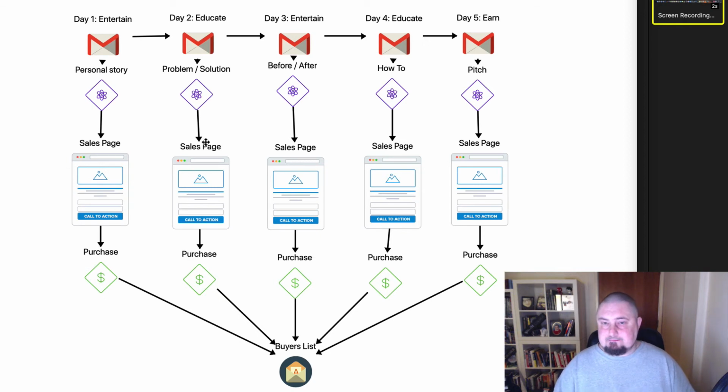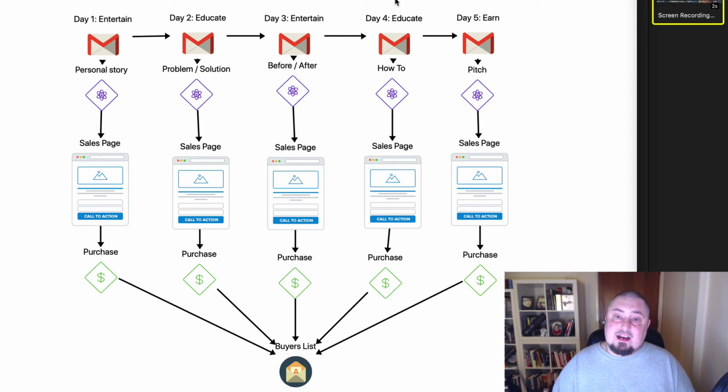It doesn't really matter. On day 3, we go back to entertaining them. So we might have a before and after case study. So we show some results. Again, that links to the sales page. Day 4, we educate. So this is now a how-to article. Maybe it's a step-by-step tutorial that shows them how to achieve something. Again, it links to a sales page.